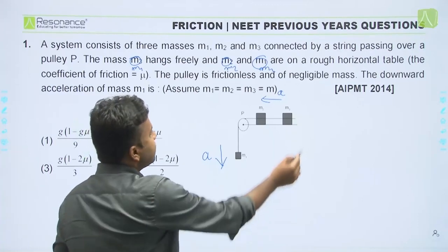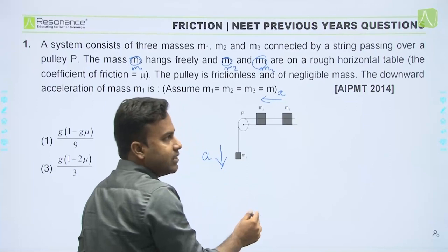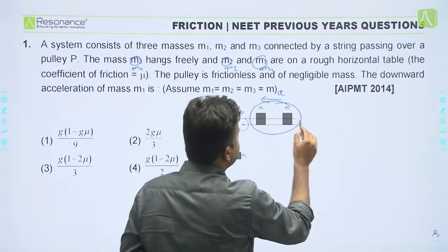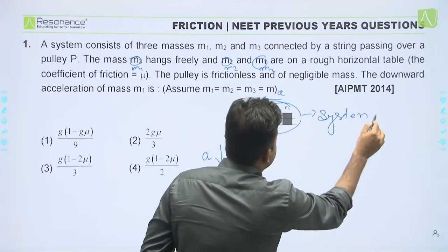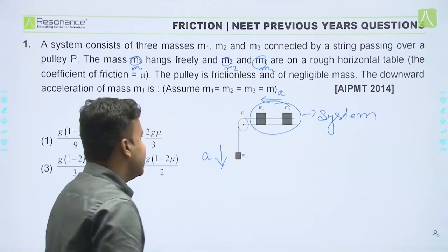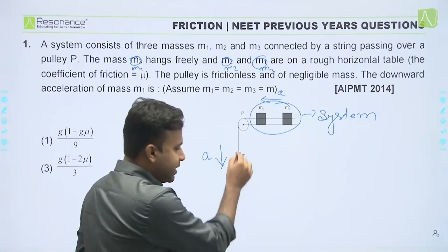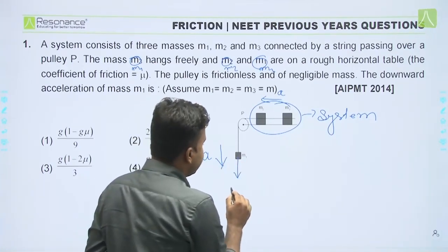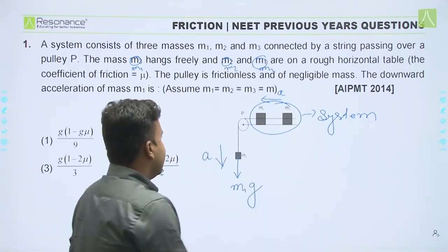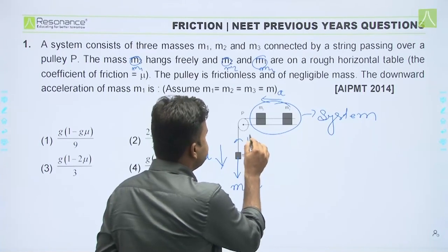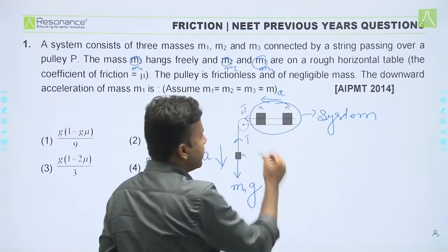Okay, now if these two blocks are moving in the same direction with the same acceleration, it means we can consider this one like a system. This one is a system. Okay student, now here due to gravitation it will experience a force in downward direction, which is M1 into G. Okay, now in upward direction a tension. Now because of this tension on the string, these two blocks are moving.